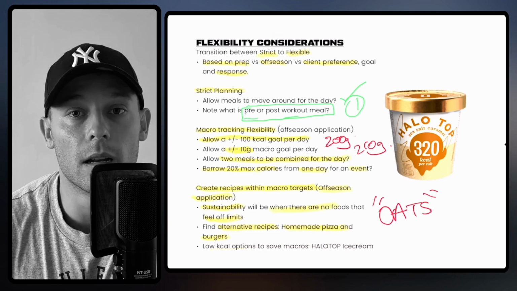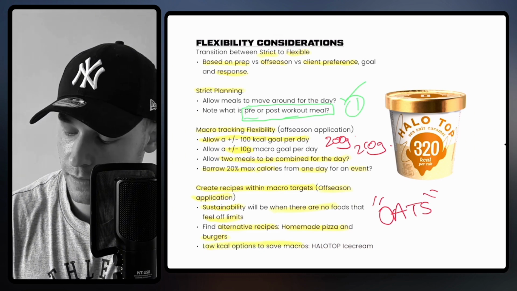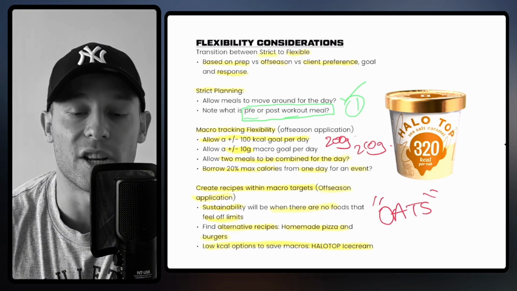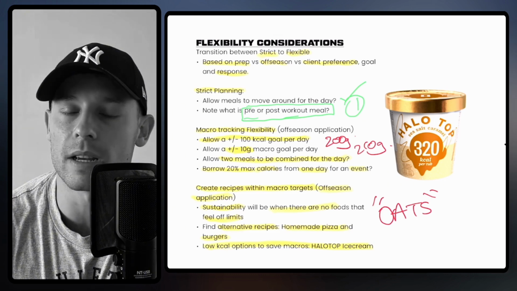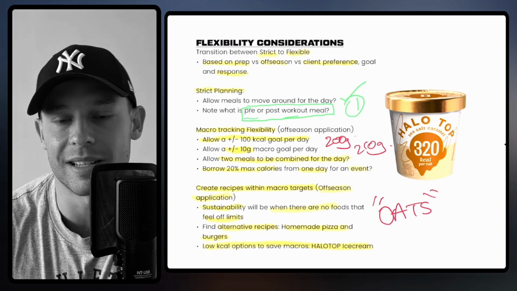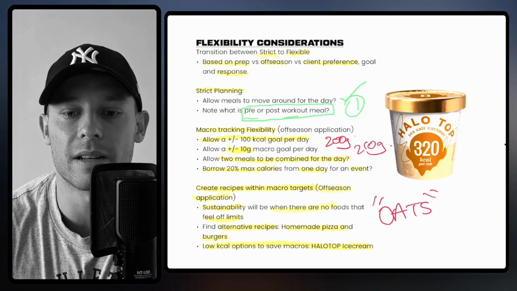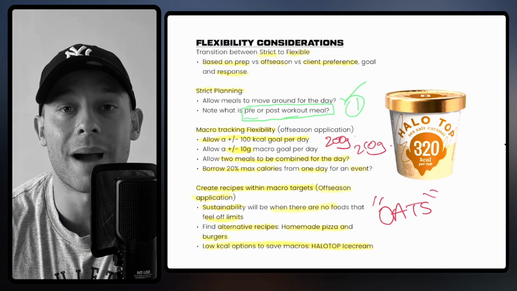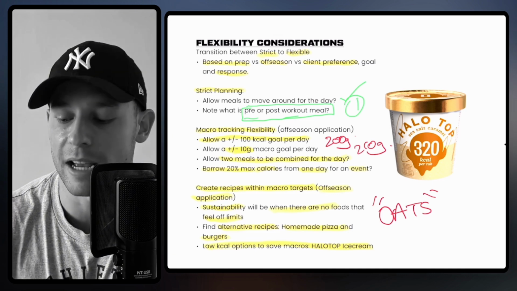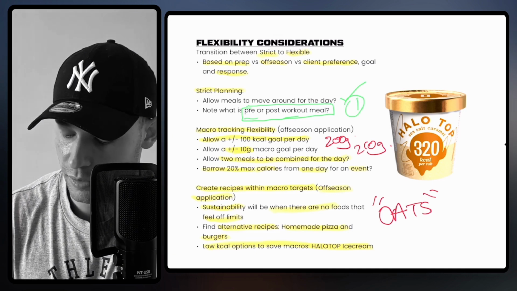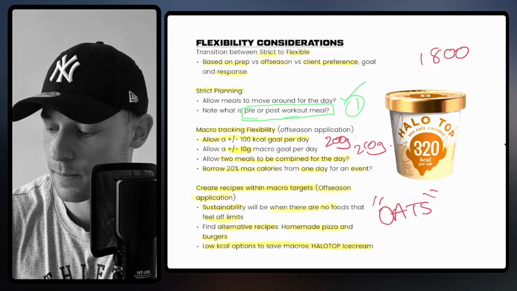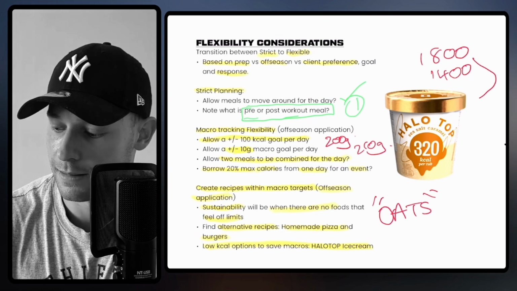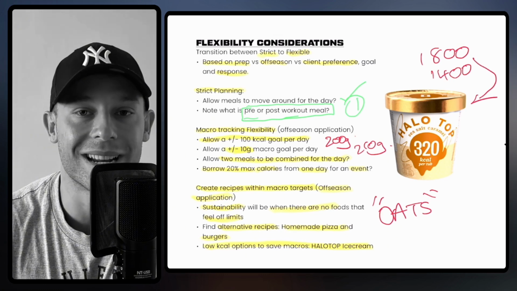And then finally, low calorie options to save your macronutrients. So if you're someone that enjoys Ben & Jerry's and you're absolutely craving an ice cream, you're out on a nice summer's day walk, well, guess what? Halo Top has 320 calories per tub. And if your primary focus is to match or hit your calories or be within that range, and let's say you need to hit 1800 calories and you have roughly 1400 calories left, well, guess what? You can have the Halo Top ice cream without feeling guilty.